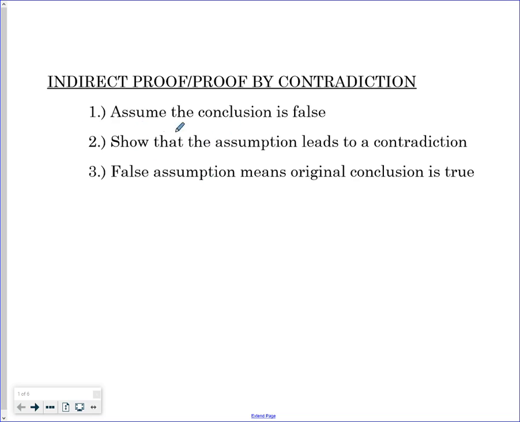So the first thing you do is you assume the conclusion is false. You say the opposite of what they were saying, right? And then you show that that assumption leads to a contradiction, which we're not doing. And the false assumption means the original conclusion is true. That's what I was trying to say, okay?